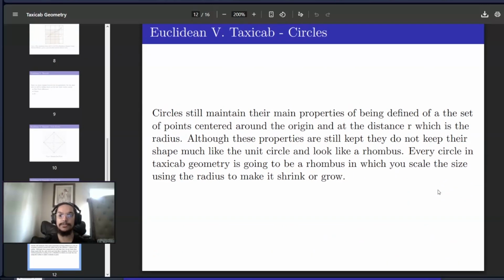Now, for circles, circles still maintain their main properties of being defined as the set of points centered around the origin with the distance of r. So as we saw in the unit circle, all of them are around the rhombus, and they will keep this property, but although they keep a lot of the properties from Euclidean circles, they do not maintain the shape. Every single circle in Euclidean is a circle, and every single circle in taxicab is more of a rhombus. And if you rotate it, it becomes a square.